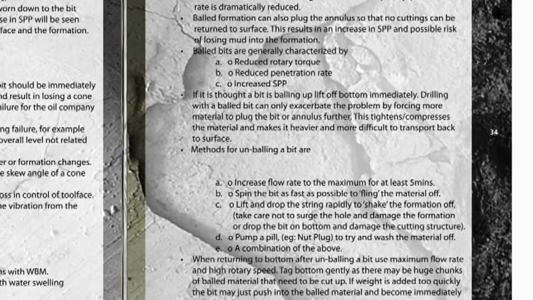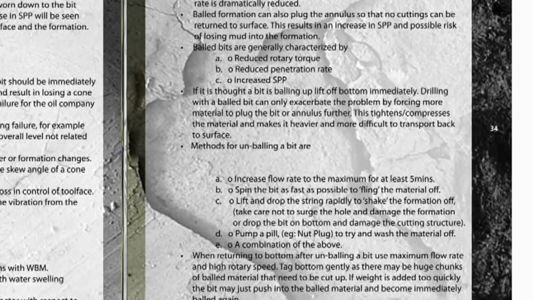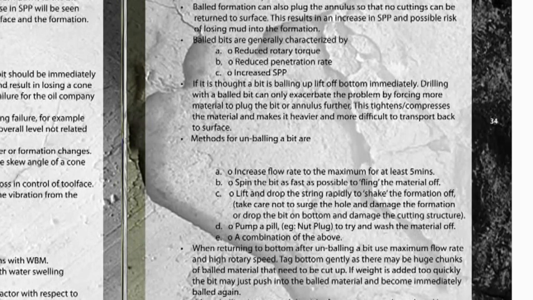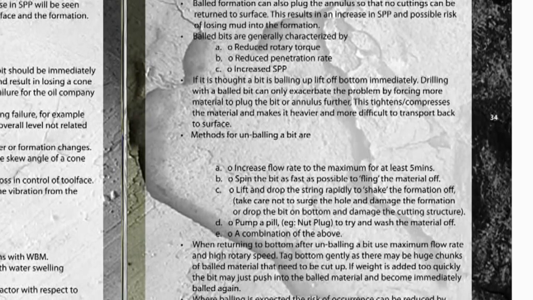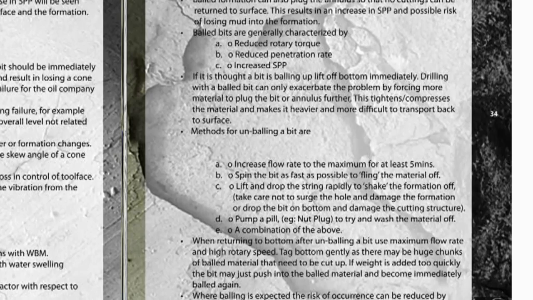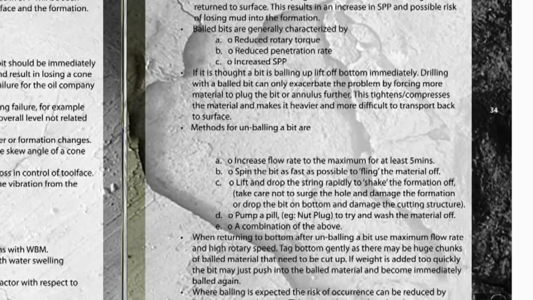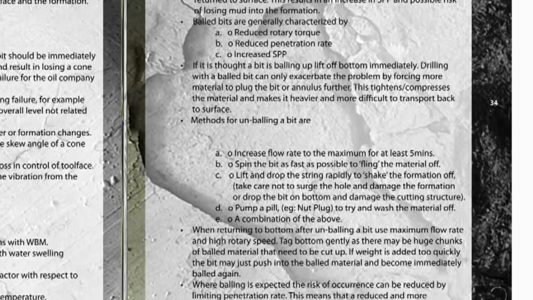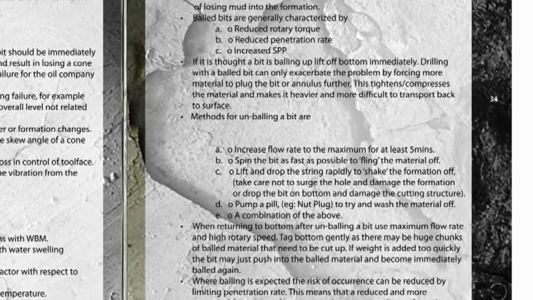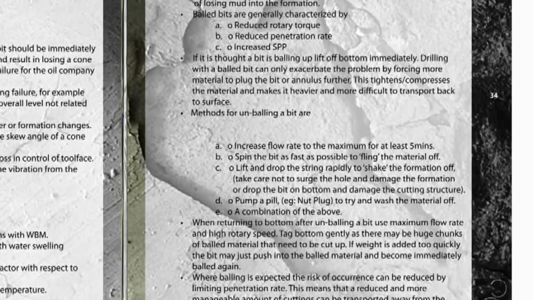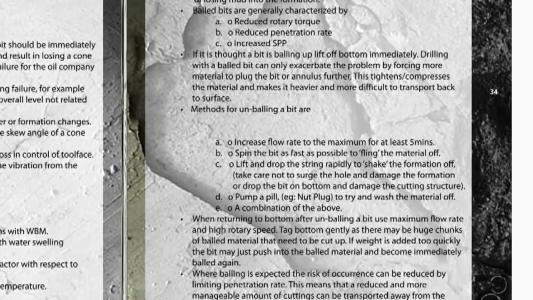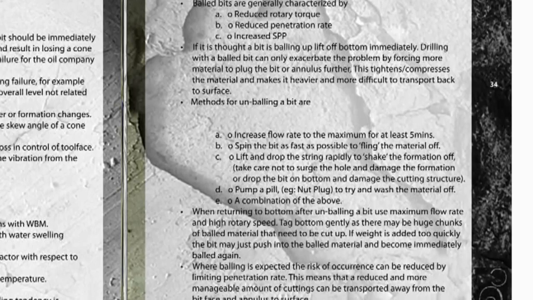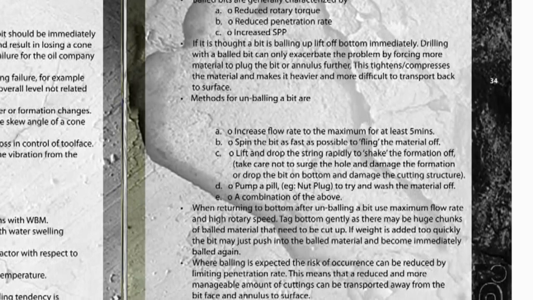Methods for unballing a bit are: increase flow rate to the maximum for at least 5 minutes. Spin the bit as fast as possible to fling the material off. Lift and drop the string rapidly to shake the formation off. Take care not to surge the hole and damage the formation, or drop the bit on bottom and damage the cutting structure. Pump a pill, for example nut plug, to try and wash the material off. Or a combination of the above.